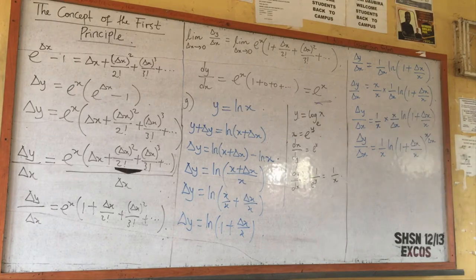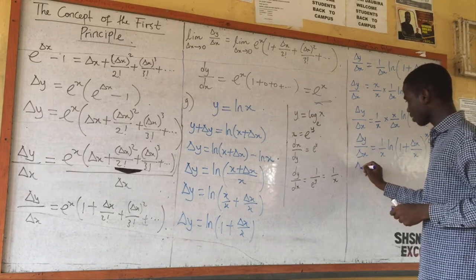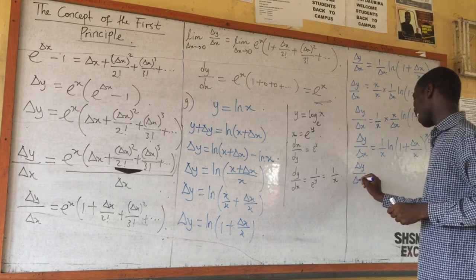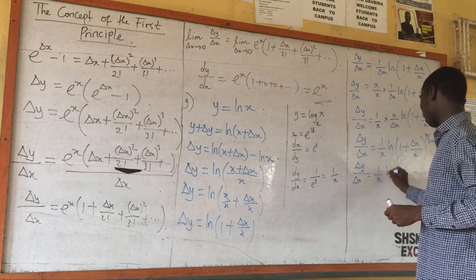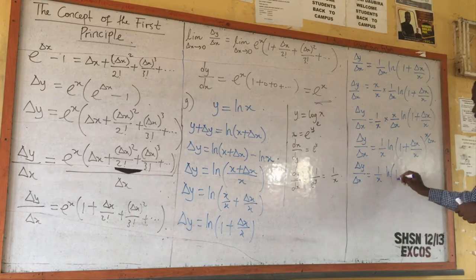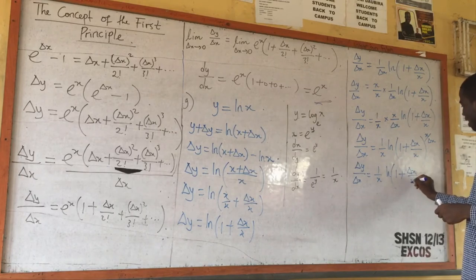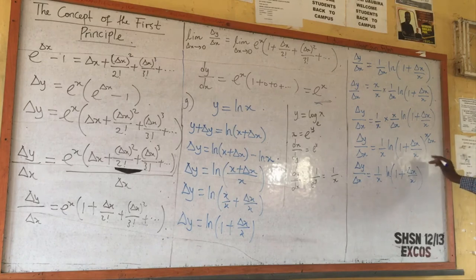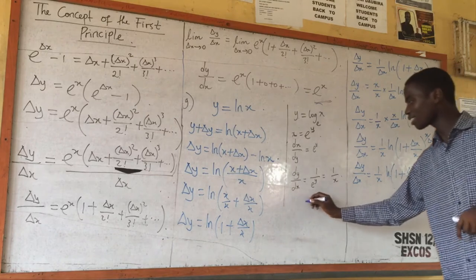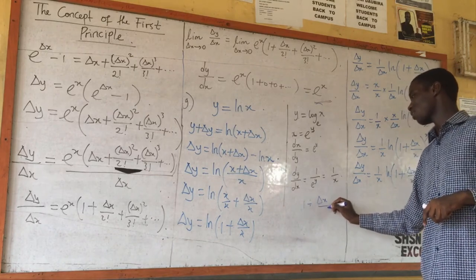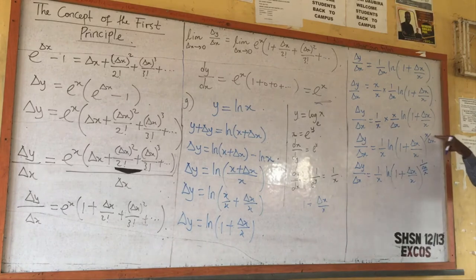So that I have delta y over delta s is equal to 1 over s ln. I claim that this s over delta s is the same as 1 over delta s over s. You can try it: 1 divided by delta s over s. You will eventually see that it is true. So I will have the power s over delta s. So this is what I'm going to obtain.